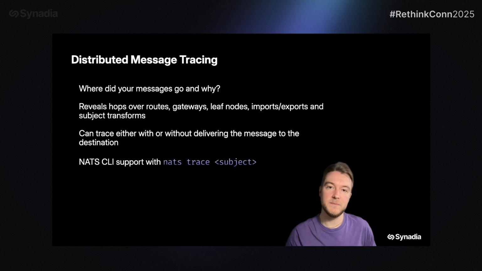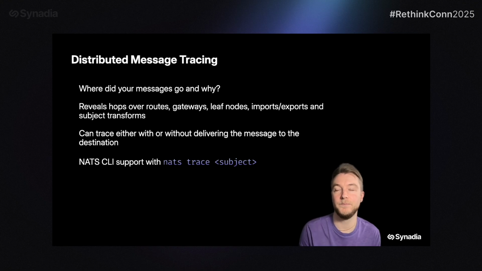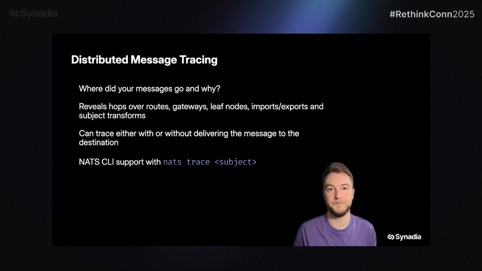Now, the distributed message tracing is simply designed to answer the question, what happens to a message when you publish it into a NATS system? Because most NATS systems are not single servers. Quite often they're clusters that have got routes, or they're superclusters with gateways. There can be leaf nodes extending the topology. You can have imports and exports over account boundaries. And you can also have subject transforms happening in some of these places as well.